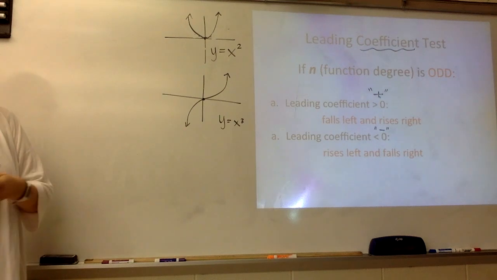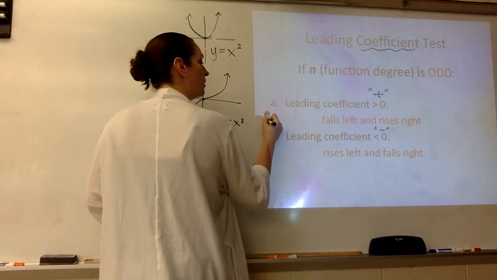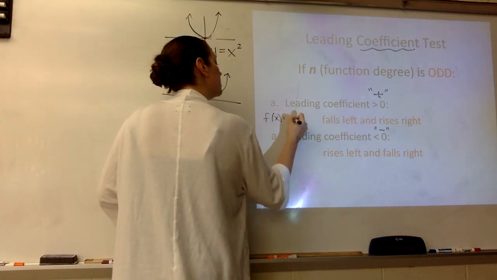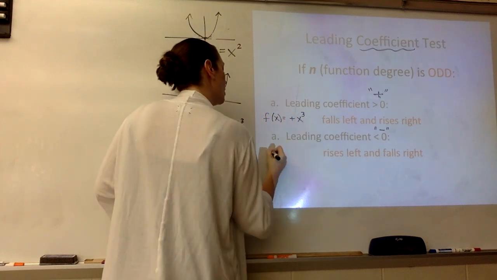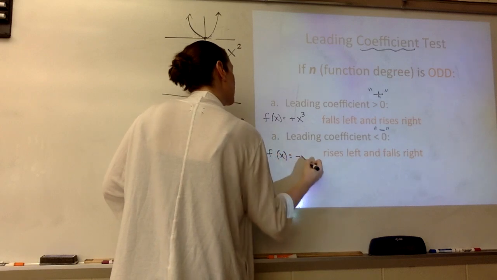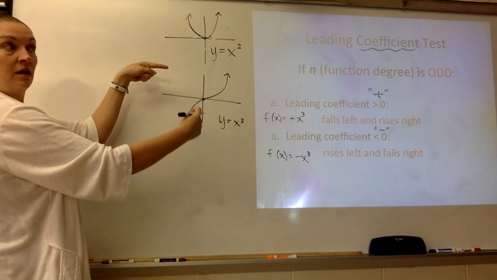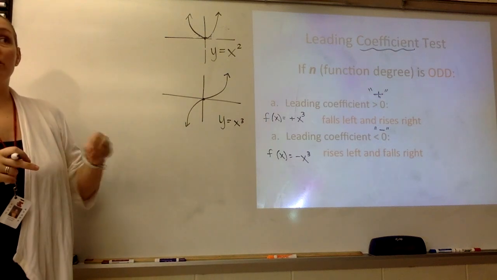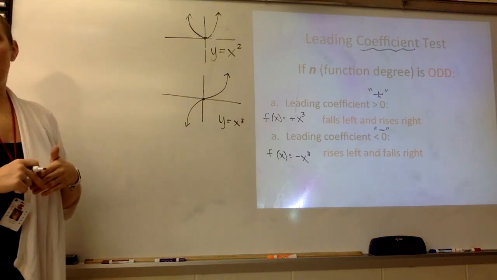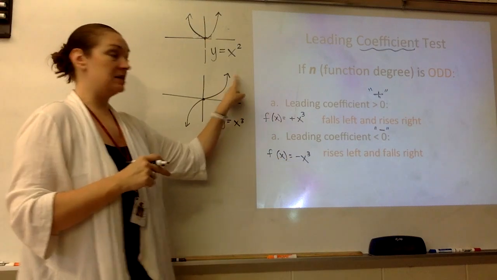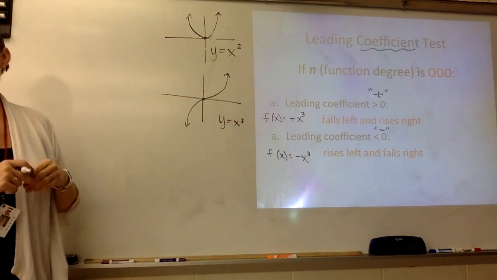Okay, so for example, f of x is positive x cubed versus f of x is equal to negative x cubed. Remember, the negative out front creates that flip. We're just describing the end behavior. We're describing the arrowheads, basically, using the leading coefficient test.